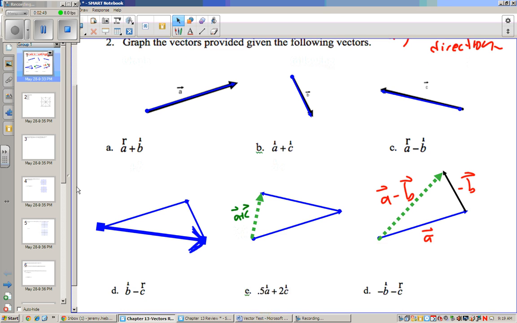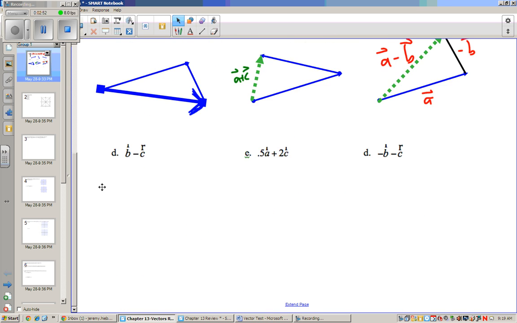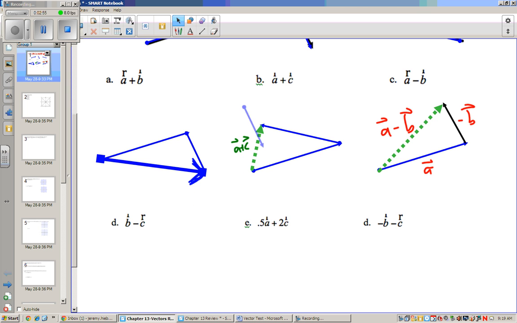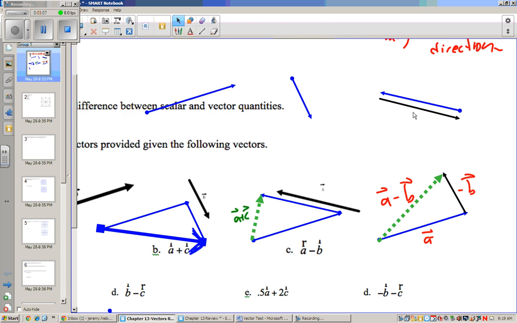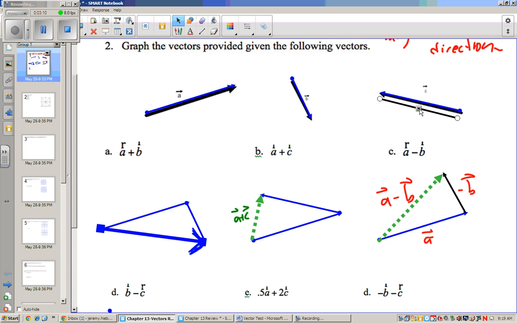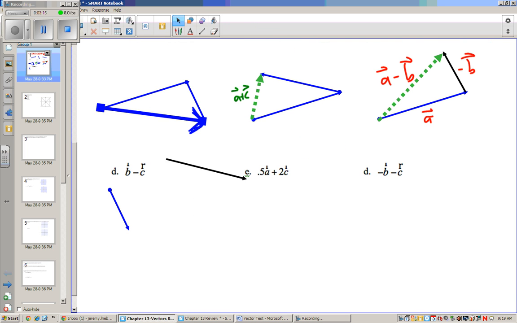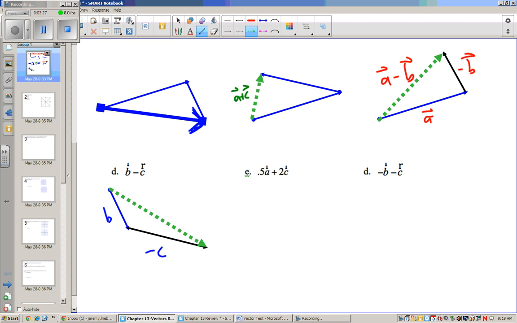All right, let's go down and do b minus c. So I start with b, drag it down. C is going up and to the left, so I am going to draw a negative c going in the opposite direction. I'm going to put negative c at the end of b. So this is b, this is negative c, and now I'm going to go from the beginning of b to the end of negative c. So this is vector b minus c.